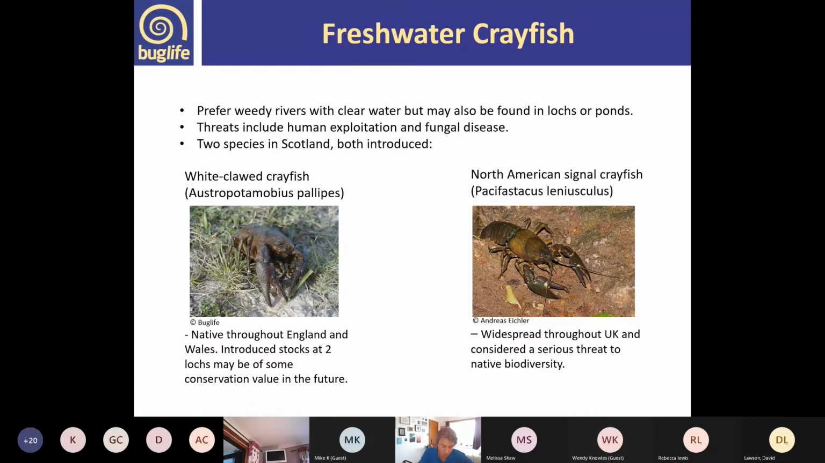In addition to passing on the lethal fungal infection, they are also voracious predators that can cause significant damage to riverbanks as they burrow into them. So they can really damage the habitat that they've been introduced to, and they're a serious problem. Sightings of the North American signal crayfish do need to be reported whenever they're encountered to SEPA.